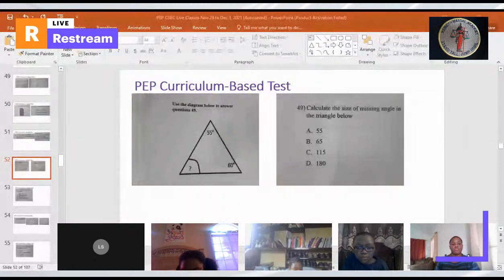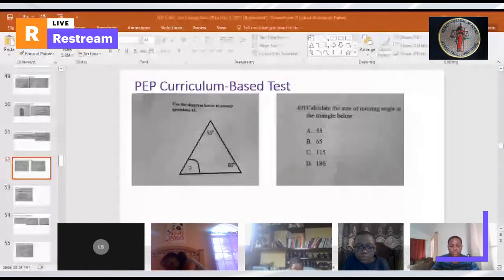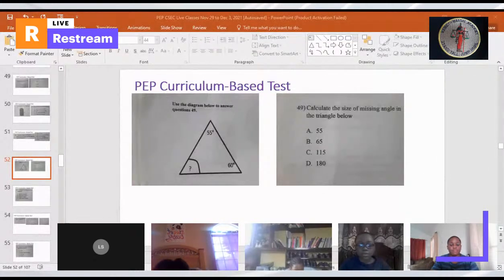So what would we get? When you add them up, you get 115. And when you take that from 180, you get 65. That is correct. In the chat, Michaela got 65, and Trevor is saying we add them up and subtract from 180. So 65 is the answer.